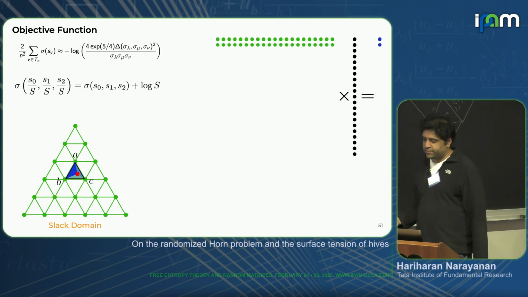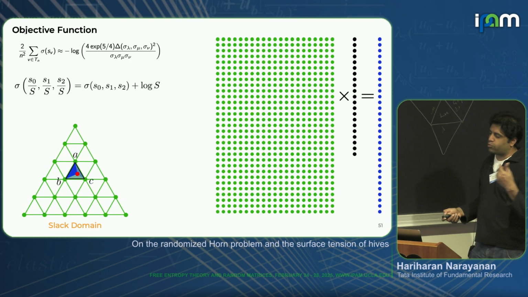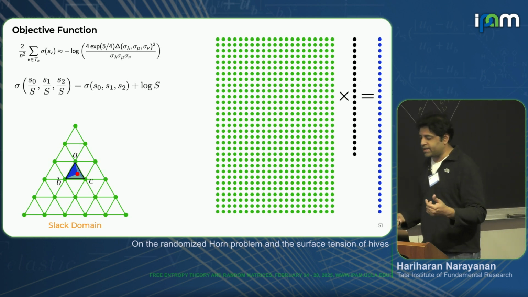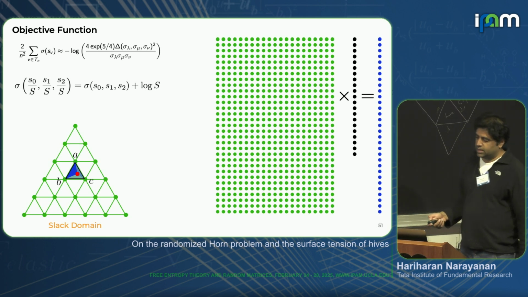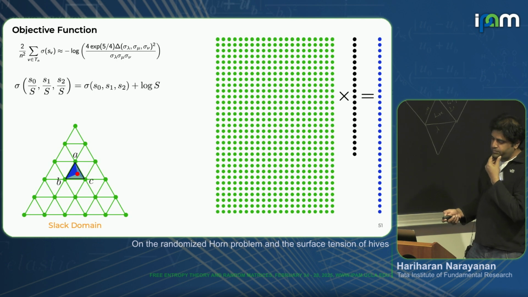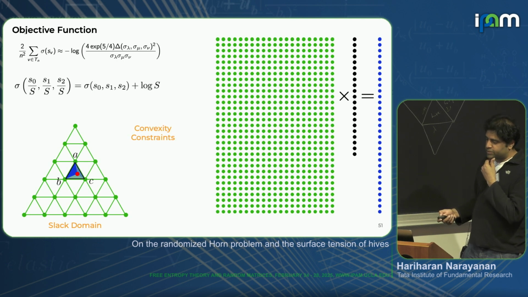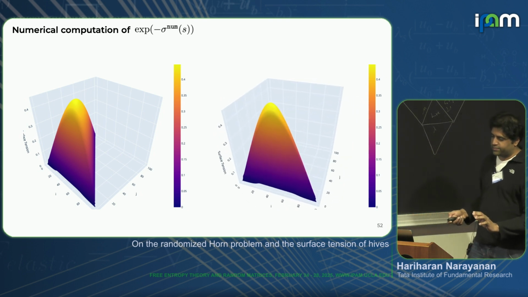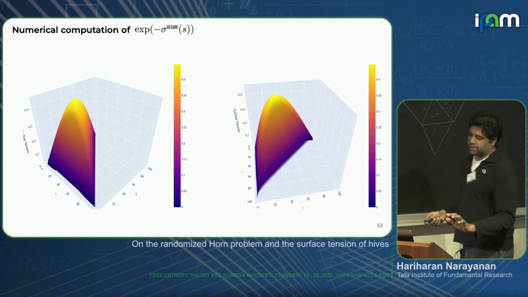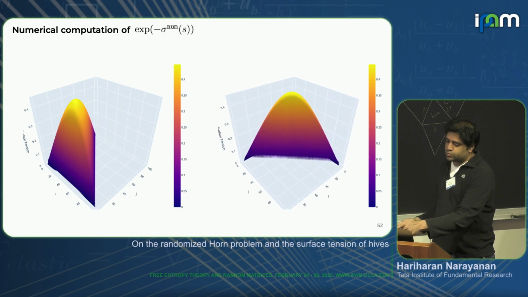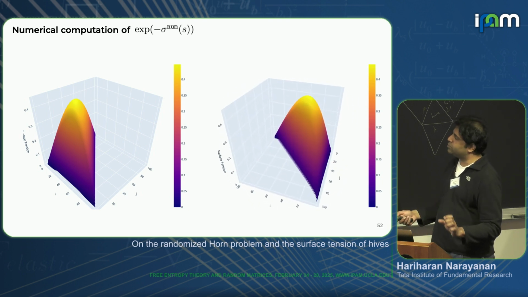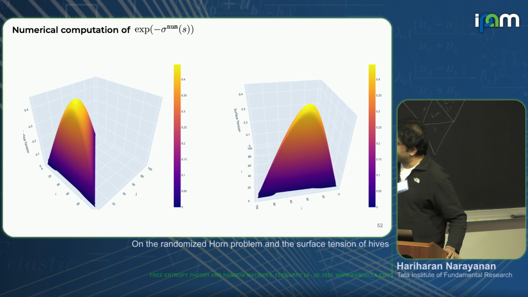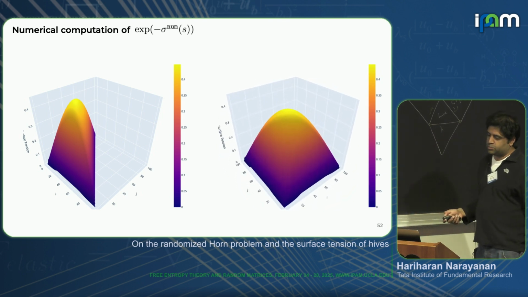So we get a bunch of linear equations where the right-hand side is given by that equality that we saw in the beginning, with some minus 5 by 4 and some other terms. Then when we solve it, we get a numerical expression for the surface tension. So this is purely numerical. I've taken e raised to minus sigma num, and this is what we see on the triangle S0 plus S1 plus S2 equal to 1.